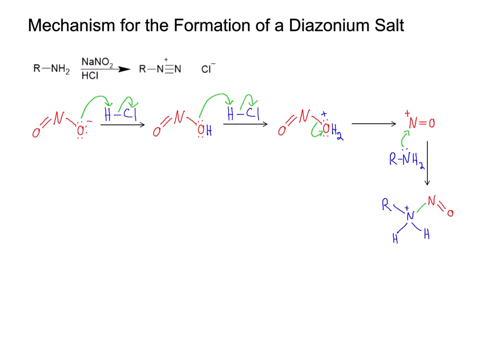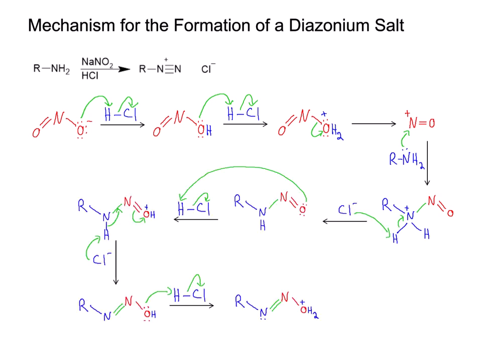After this, we're going to get a series of proton transfers. Feel free to pause the video, as I'm not going to walk you through each proton transfer individually. After these 4 proton transfers, we're going to have an OH2 leaving group, so it's going to leave. And as it leaves, the lone pair remaining on that central nitrogen is going to form a triple bond between the 2 nitrogens. This will give us our diazonium salt.